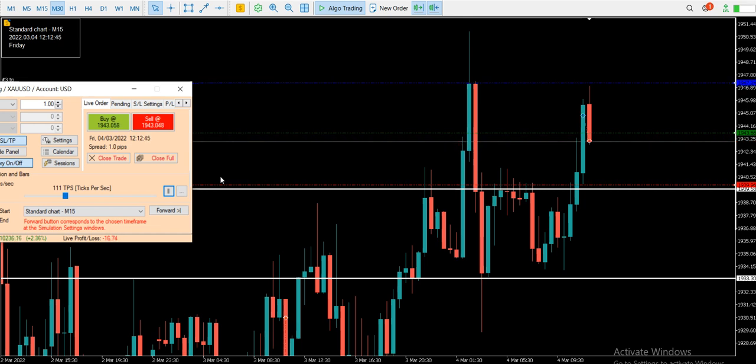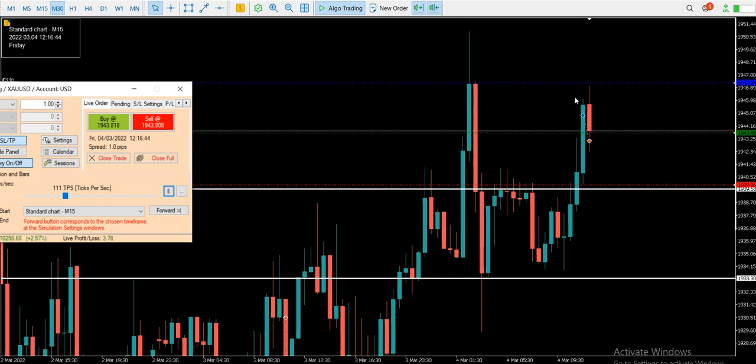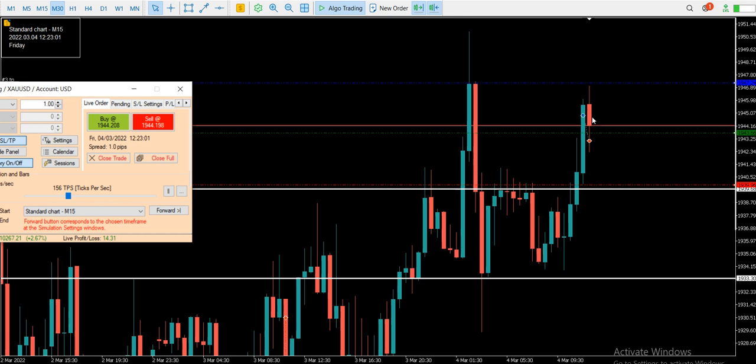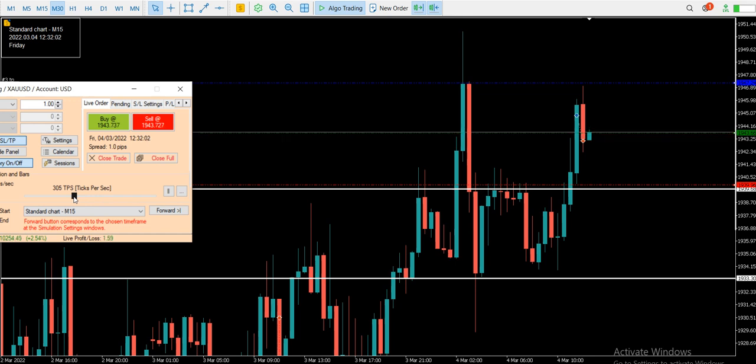And SL hit. This was the mistake, by the way. Entered in the middle of this range. This was a very dumb mistake. Speed it up to see what this candle does now. Speed it up a little bit more. Okay, candle closed bearish at the resistance.